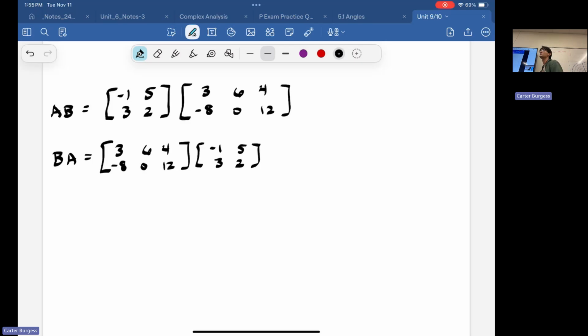Of these two, which one will yield a product? So what do we care about from our first matrix, and what does that have to line up with in our second matrix? The size of the rows of the first matrix have to match the size of the columns in the second matrix. Which one has that as the case? I think AB has that as the case, right?